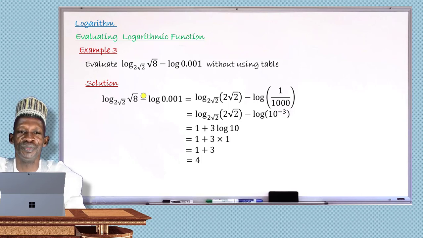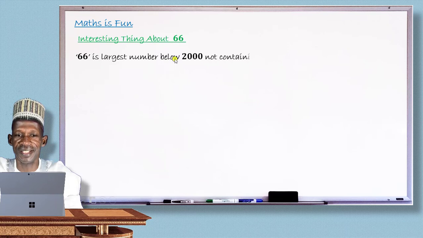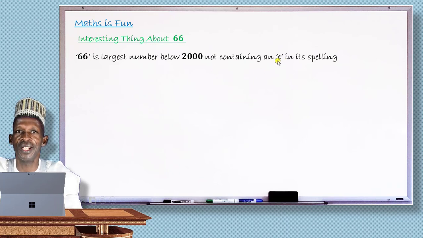And let me just move to the last segment, Marcy's fun, and explain what is special about the number 66. What is interesting about this number 66? 66 is the largest number below 2000 that doesn't contain the letter E in its spelling. That is, if you write 66 in English, you won't see the letter E in the spelling of that number.